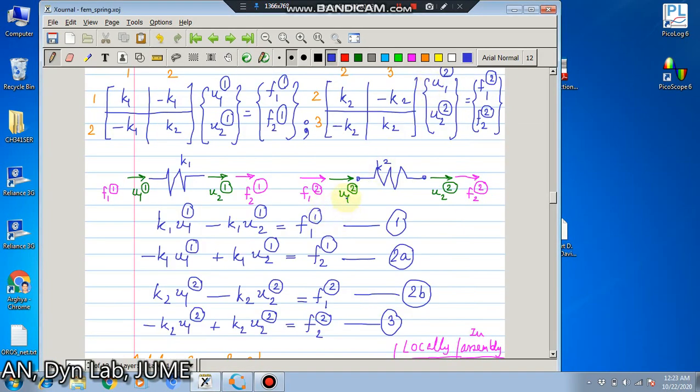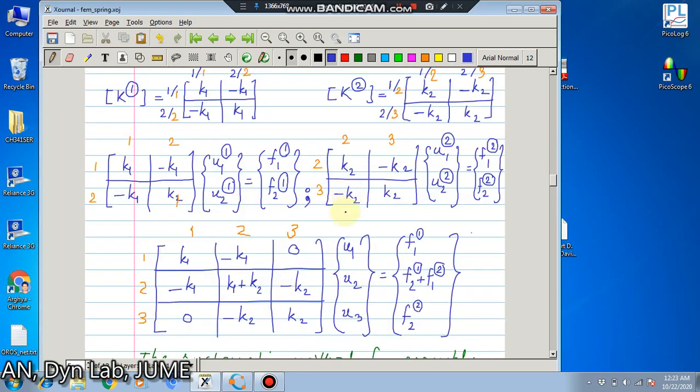So we are talking about the assembly of the forces. Corresponding to the first degree of freedom, we have the force F1 on element 1. The second degree of freedom is here: F2 on element 1. So in the second degree of freedom we are getting F2 on element 1.